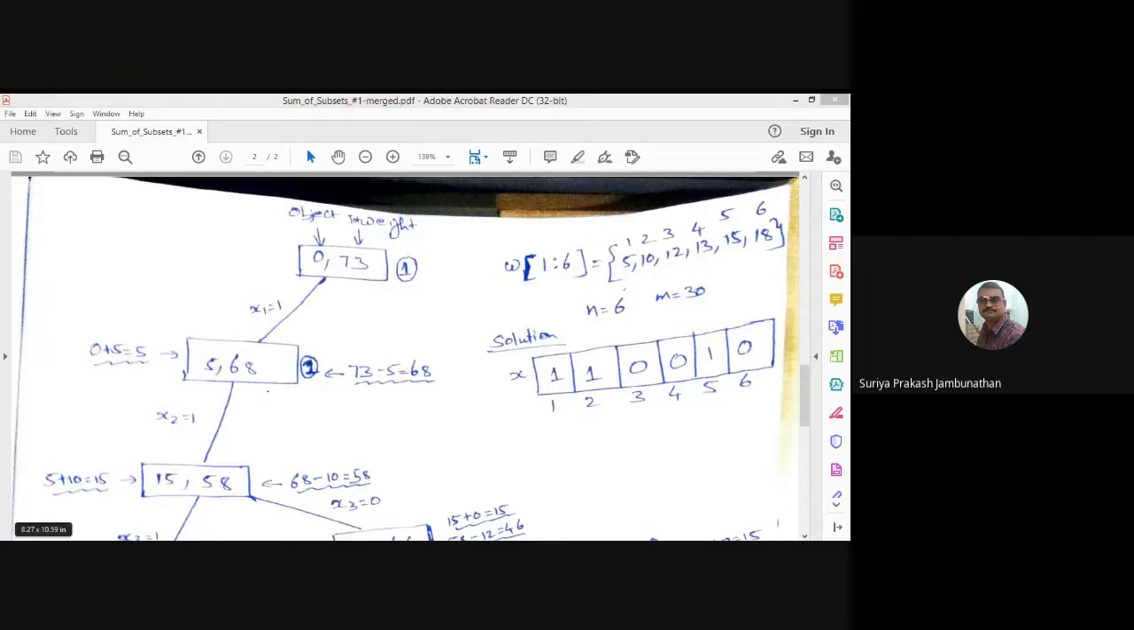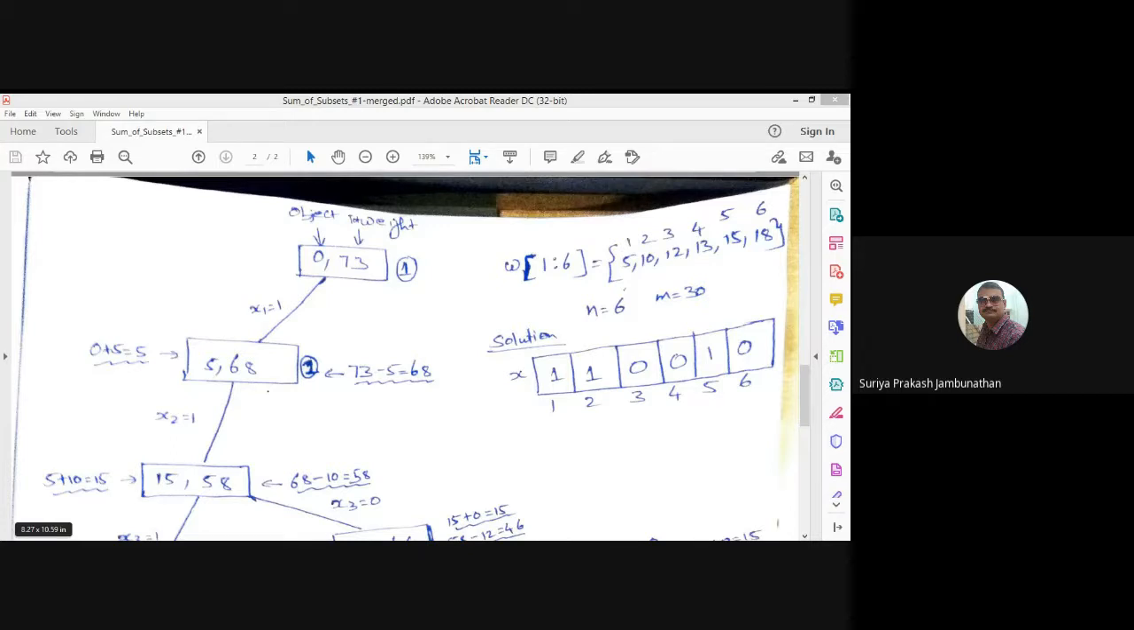So how are we plotting the tree? In this particular tree, we have the root node. What are we taking for the root node? We are taking the first value and the total nodes. While adding all the nodes, what value do you get? 5 plus 10 plus 12 plus 13 plus 15 plus 18. Adding all these, the value we got is 73.